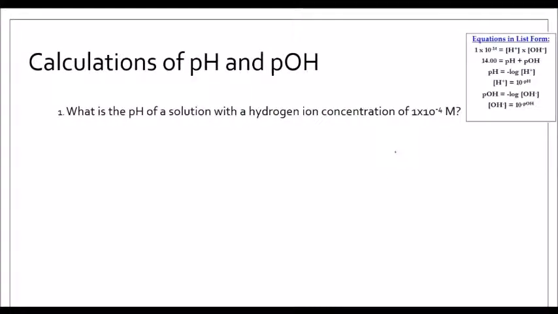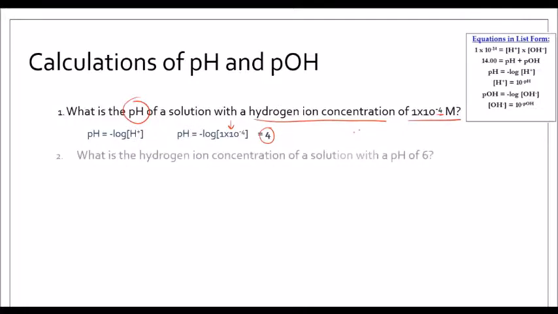So what's an example of a problem? This one's very simple. With a hydrogen ion concentration of 1 times 10 to the minus 4, what is its pH? So you just get out your equation, insert your number here into the hydrogen concentration, and you calculate. And what you'll notice, if it's 1 times 10 to the minus 4, the number in the exponent here is actually the pH.